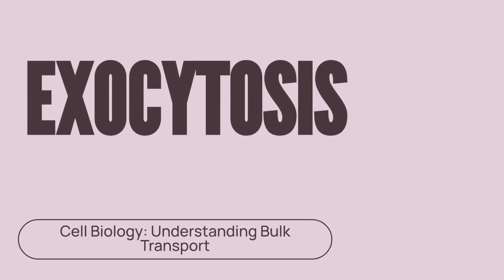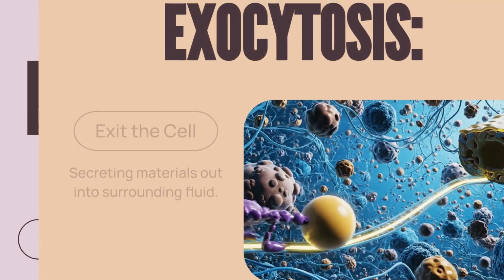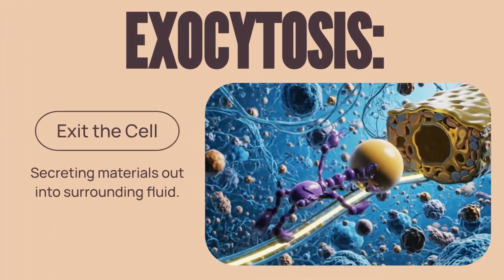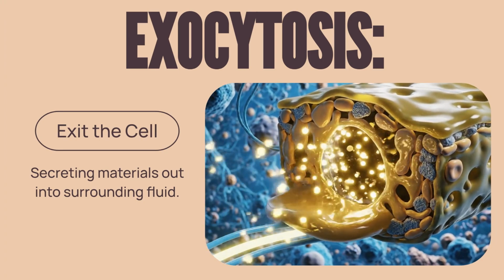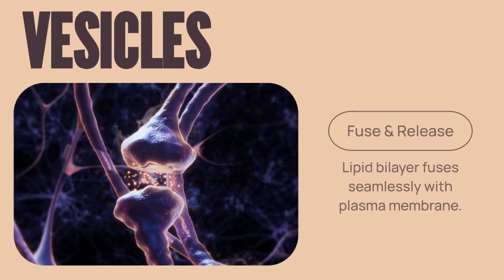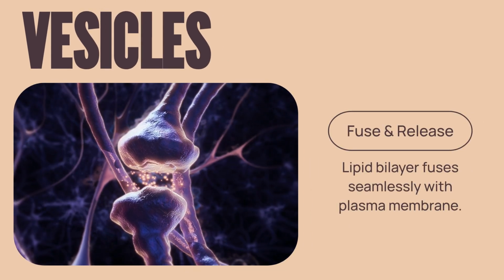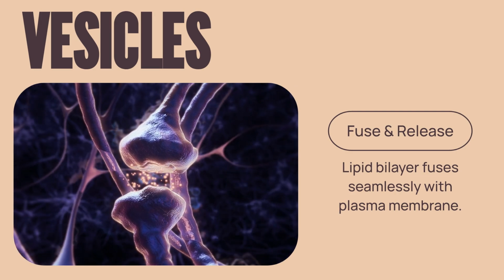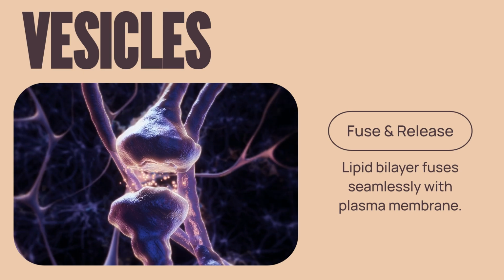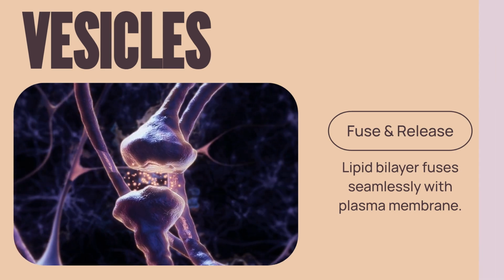The second direction of bulk transport is exocytosis. Think exo for exit. Exocytosis is how the cell secretes materials out into the surrounding fluid, sending large molecules or waste out of the cell. Vesicles formed inside the cell, often by the Golgi apparatus, travel to the cell's border. The lipid bilayer of the vesicle seamlessly fuses with the plasma membrane, releasing its contents outside.